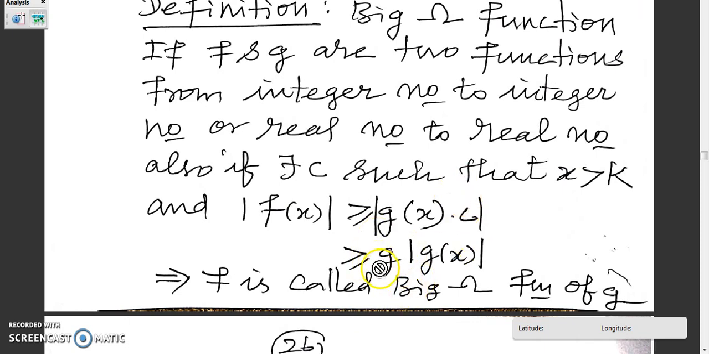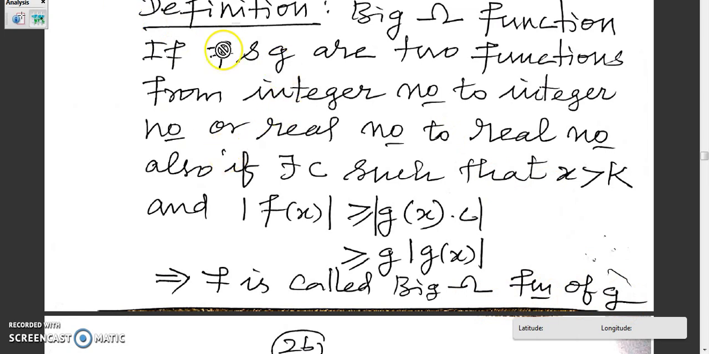Actually here it is not g, it is c. The absolute value of f of x is greater than or equal to c into g of x. Then we say that f is a big omega function of g.